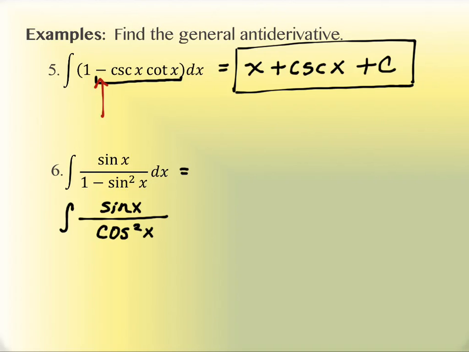Do you guys remember that Pythagorean identity? It says sine squared plus cosine squared equals 1. And if you were to solve this for cosine squared, you'd get 1 minus sine squared, right? So that is in fact my denominator, and I can rewrite it as cosine squared. Why in the world is that helpful? There is a reason, very good reason why that's helpful.